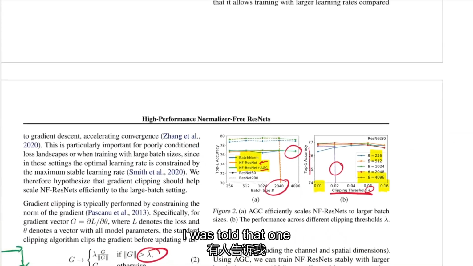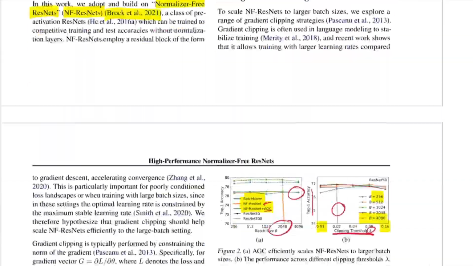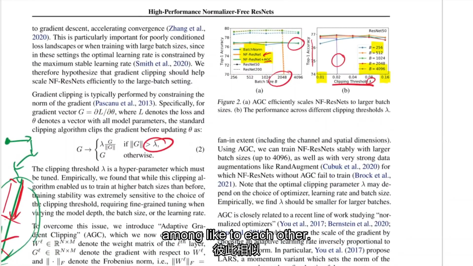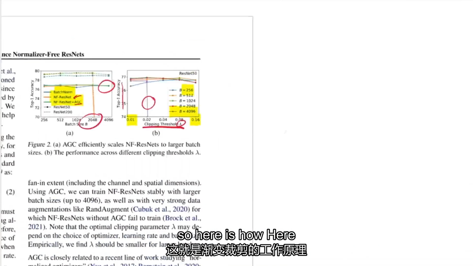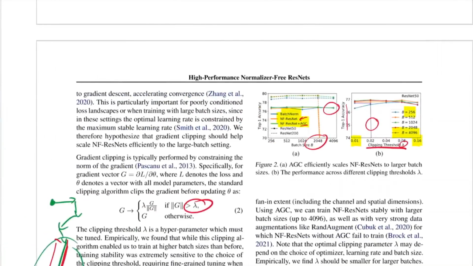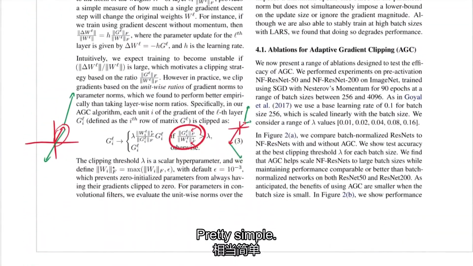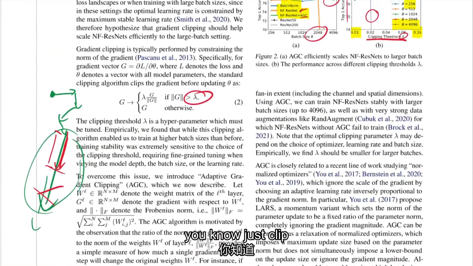Now, I was told that one of the problems with batch norm is this dependence of training data points on each other. And I kind of expected this paper to fix it, but it doesn't, in a very subtle way. So here is how the gradient clipping works. I told you right here, if the gradient's too large, we're going to clip it, right? Pretty simple. If it's too large, just clip it down.